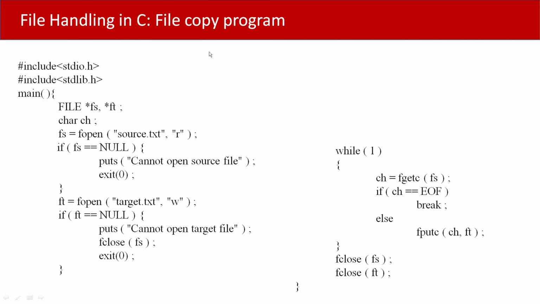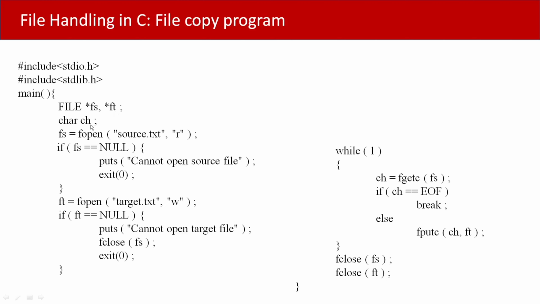So again, let me describe this code first. We have #include <stdio.h> and #include <stdlib.h>. In stdio.h, every file function is available, like fopen and fclose. The file structure is available in stdio.h, and the stdlib.h header file contains the exit function. Now we have created two file pointers, fs and ft. The fs pointer points to the source file, and the ft pointer points to the target file.